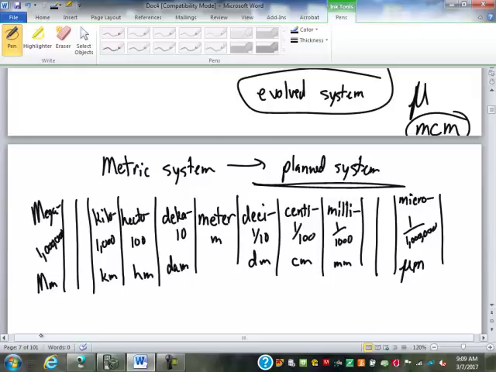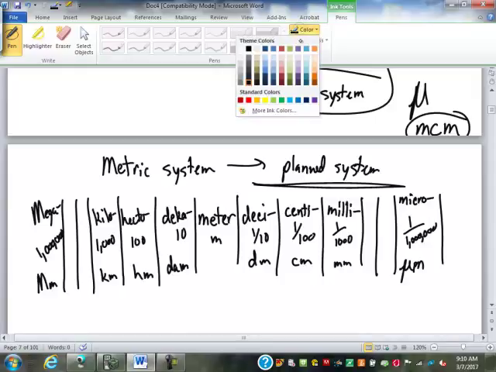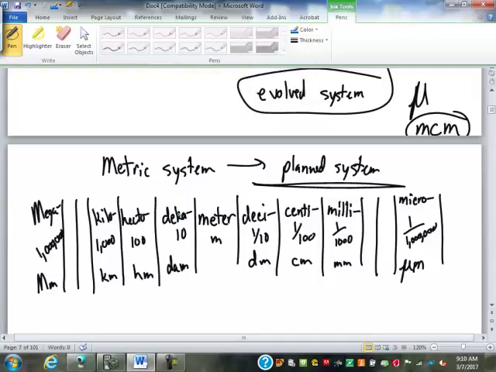For interstellar travel, they use the giga, which would be a billion, tera would be a trillion, and so on. Those units get used for interstellar travel and stuff like that. Is that deca with a K? That's with a K, yes.